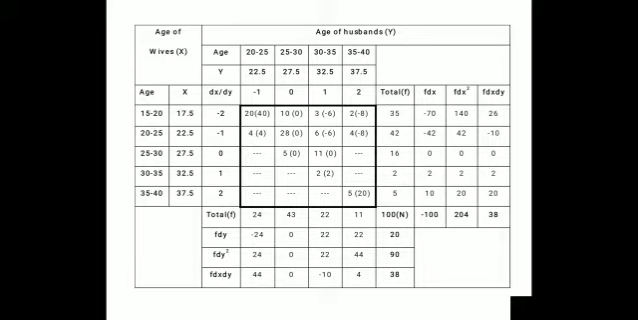Now in the same way, we have to calculate f dy and f dy square here. That is, f dy refers to f into dy, that is 24 into minus 1, and 43 into 0, that is 0. So in the same way, we should calculate f dy values and obtain sigma f dy, and in the next row f dy square, that is f dy, minus 24 into minus 1, that is 24 here. When we calculate all the columns in the same way, we will obtain sigma f dy square.